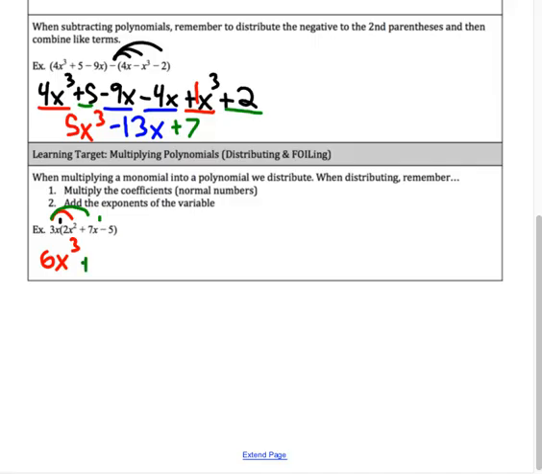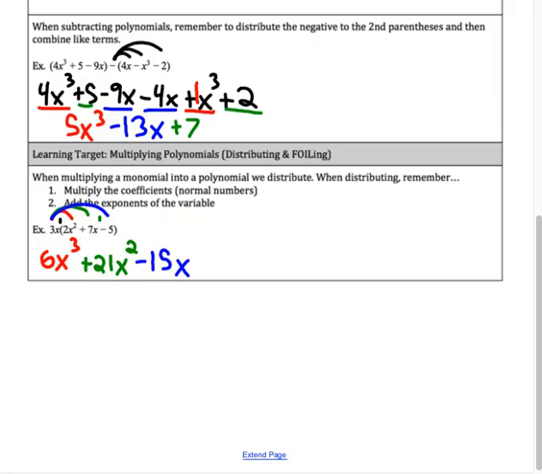So we multiply those normal numbers. 3 times 7 is 21. X to the first times x to the first, add those exponents to get x squared. And this last connection, 3 times negative 5 is negative 15. And then the x just kind of carries along for the ride. So distributing, pretty basic. You've been doing it since the first month of this class. But just remember, you multiply the normal numbers, the coefficients, and add the powers together.